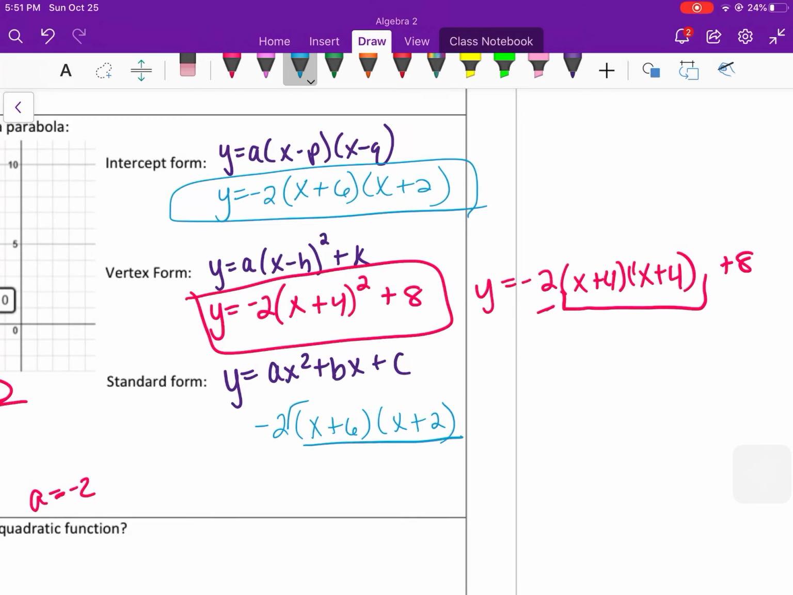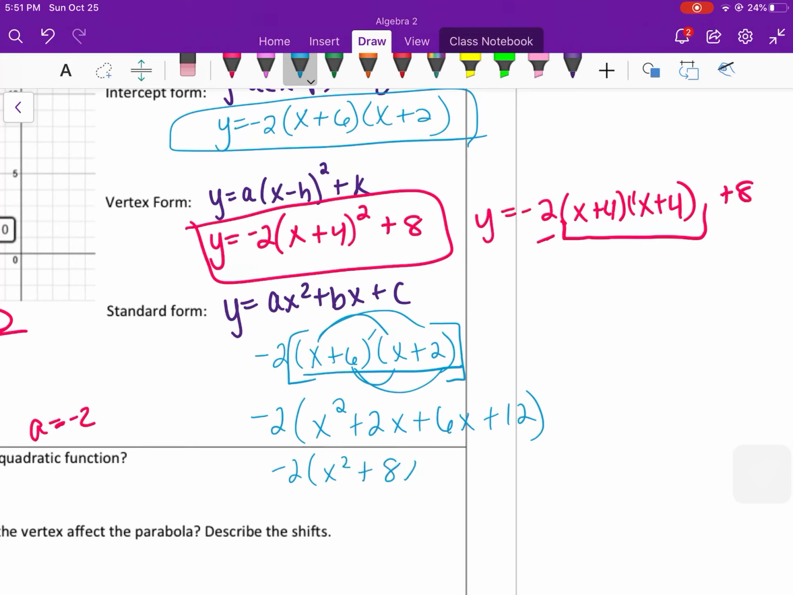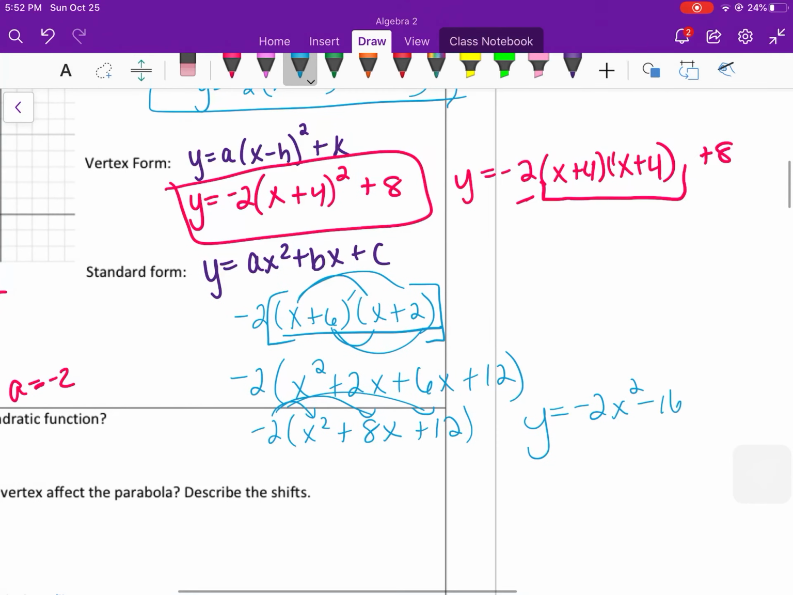So I'm going to multiply this first. So multiplying that out, you can either just use the distributive property or make a box. So it'd be x times x is x squared, x times 2 is 2x, plus 6 times x is 6x, and 6 times 2 is 12. Combine like terms, that's going to be x squared plus 8x plus 12. And then take the -2 and distribute it to everything inside. So my final answer would be y equals -2x squared minus 16x and then minus 24.